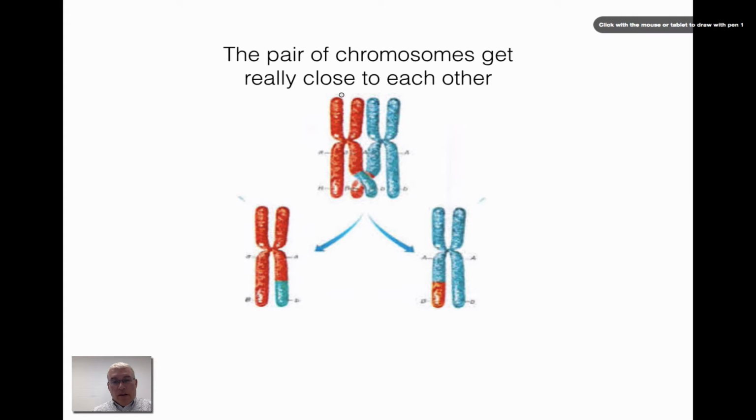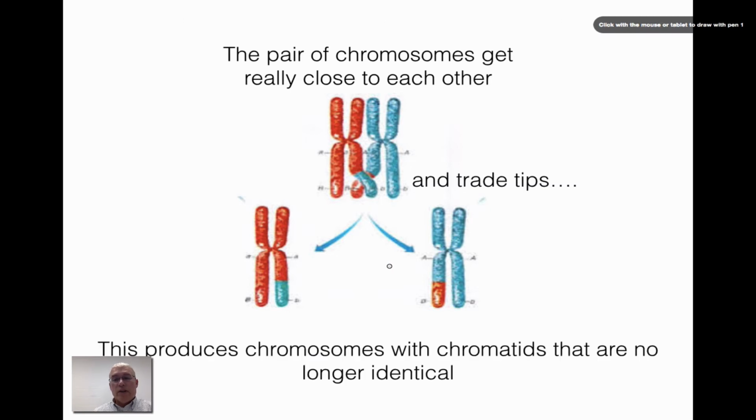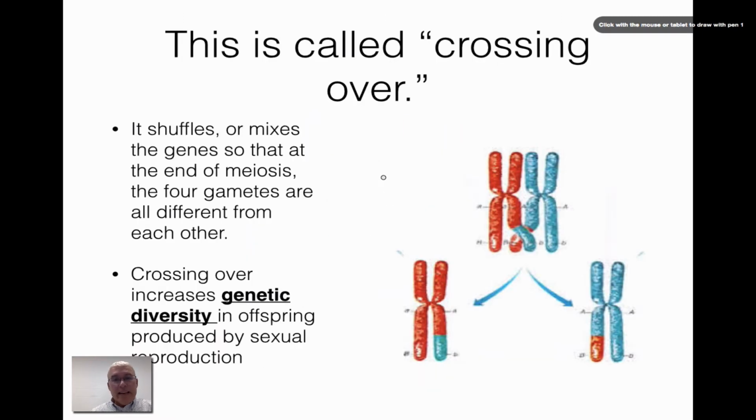So if we look here, this is a little easier to see. When the homologous pairs form in prophase 1, they get very close to each other, and the tips actually break off and switch places. So you end up shuffling or mixing the genetic material that's being carried on these chromosomes, which introduces some variation. So they trade tips, and this produces chromosomes where the chromatids are no longer identical. Okay, as I said, this process is called crossing over, which kind of makes sense.